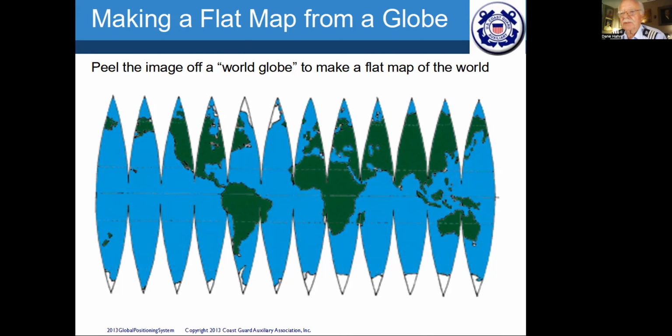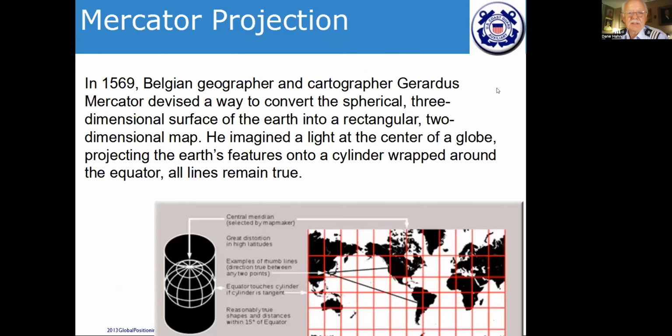And that's what we're doing with charts. Charts are flat, and the world isn't. So this is how we try and depict the world when we're looking at something that used to be a globe. Now, this isn't the only way we do it. There are lots of ways we do it. This is a Mercator projection based on the Belgian geographer and cartographer, Gerardus Mercator.